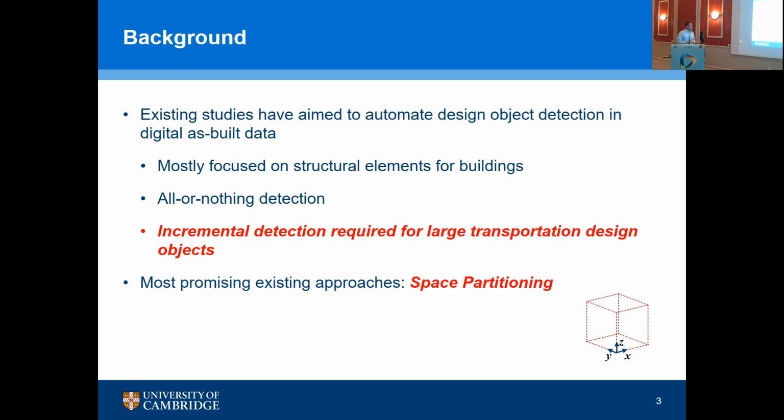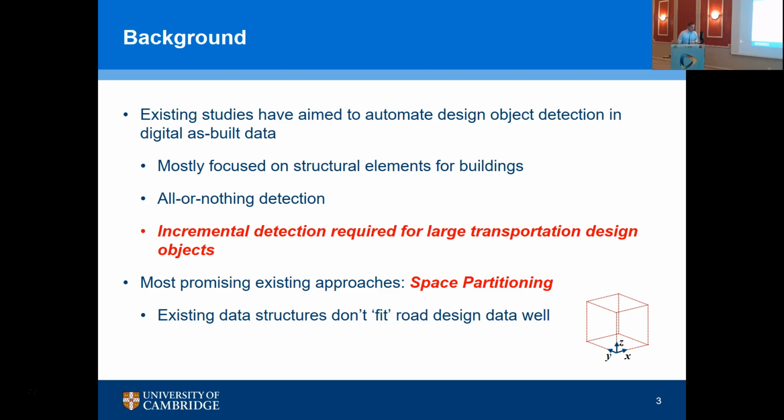So if we're looking at incremental progress monitoring and surface detection here, existing methods are out there and they have promise for enabling an incremental approach, and I call them space partitioning approaches with our friend there, the voxel or the volume element, where we're dividing 3D as planned and as built overlaid space, and then we can query each individual voxel to determine the presence of as-built points and design model objects as well.